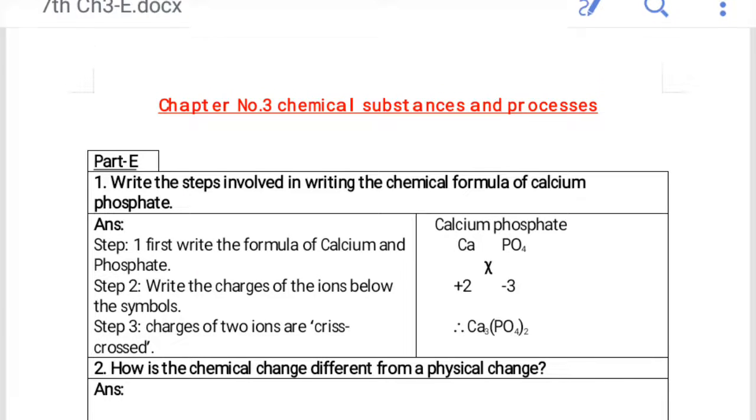Good morning everyone. It's chapter number 3, chemical substances and processes. We have done A, B, C and D parts of this chapter. So we are going to start part 3 now.